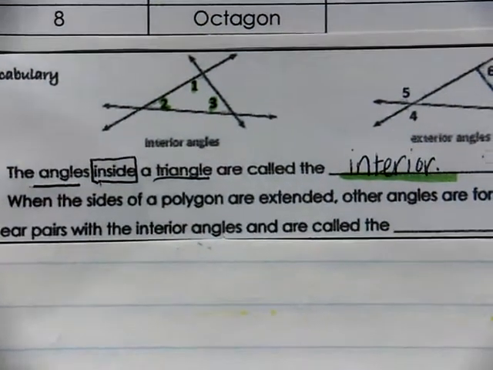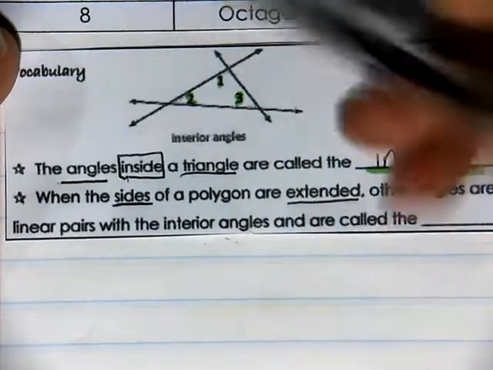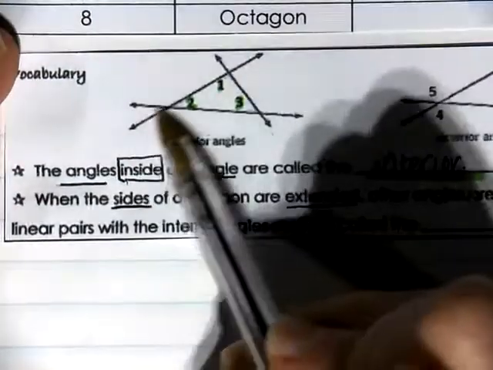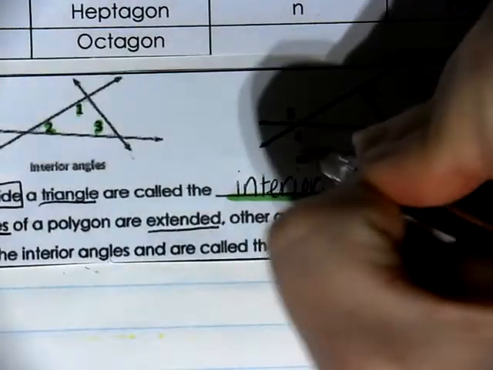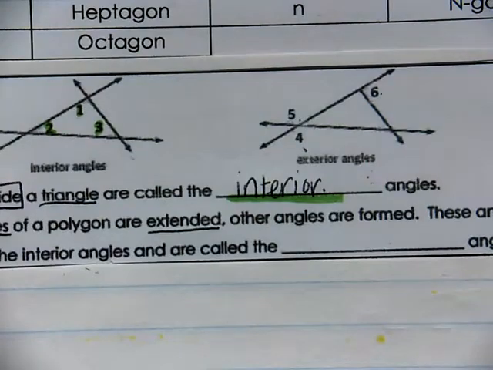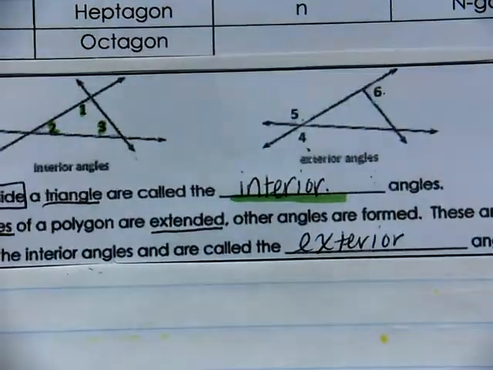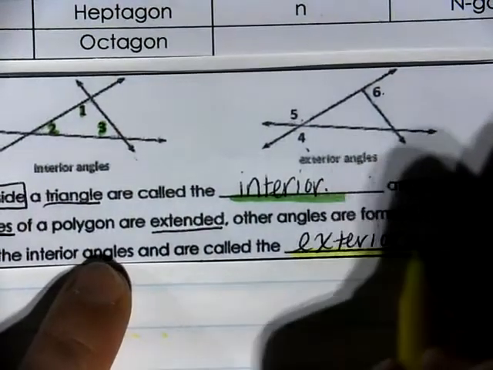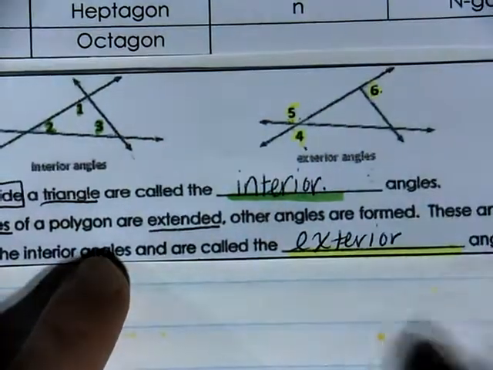Exterior angles form when the sides of the polygon are extended. As you guys can see here, the sides have been extended. When they're extended, there exist other angles that are formed on the outside of the figure. These are known as exterior angles. Our exterior angles in this case are angle 4, angle 5, and angle 6. They're located outside of our figure.